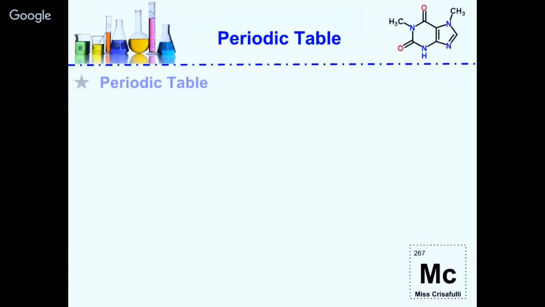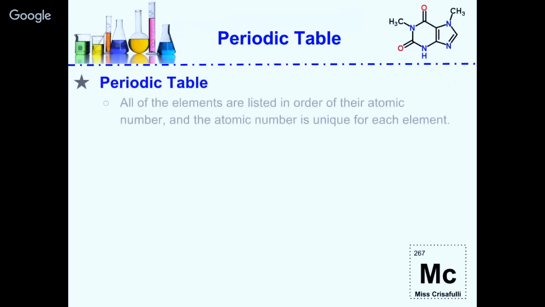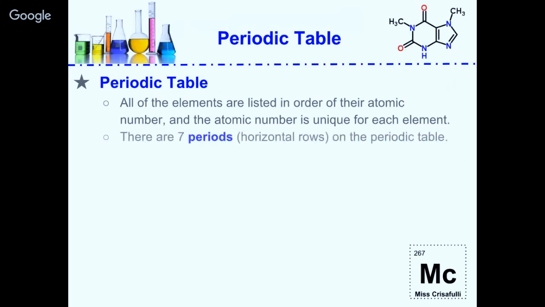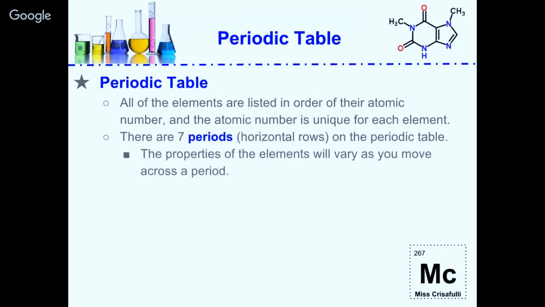Now, for the periodic table, there are 2 vocabulary words that we need to know. All the elements are listed in order of their atomic number, and the atomic number is unique for each element. There are 7 periods, or horizontal rows, on the periodic table. The properties of the elements will vary as you move across a period, from left to right across the periodic table.